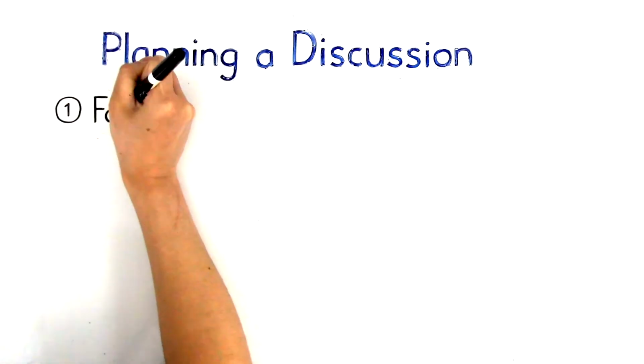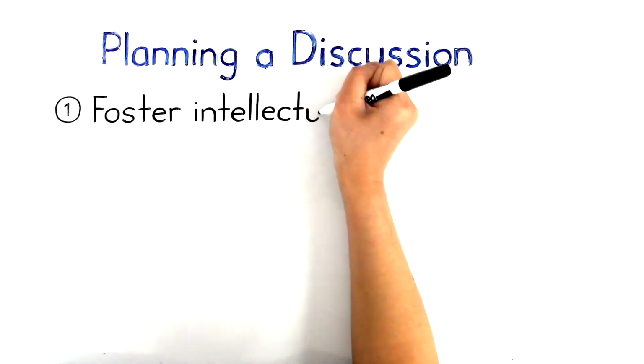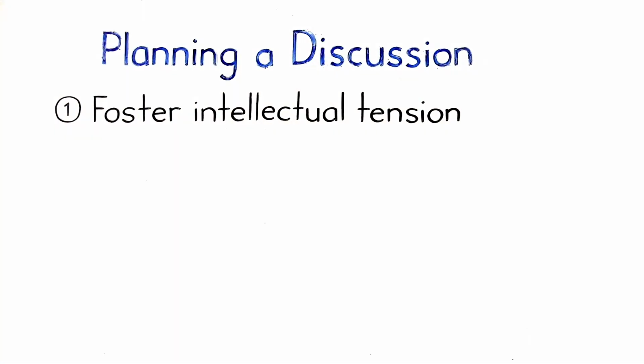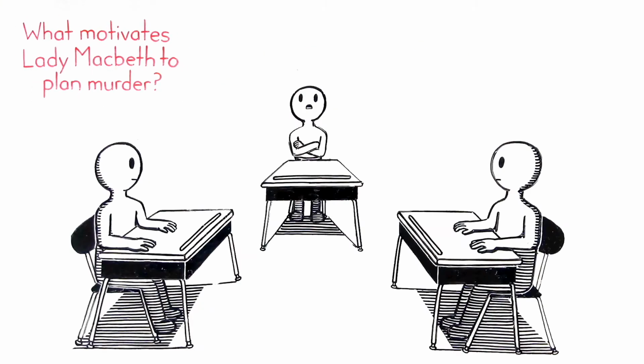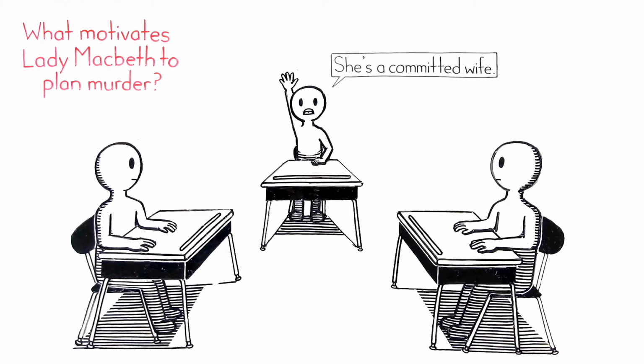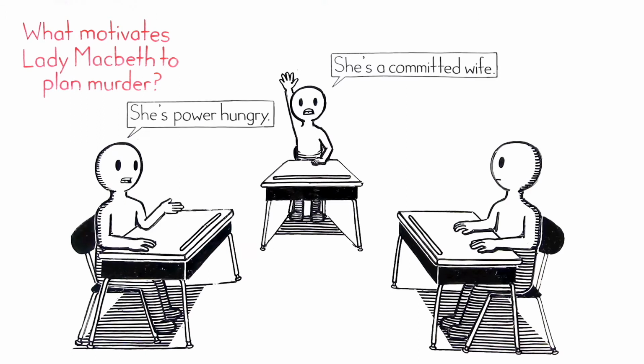Step 1 is to create intellectual tension. Being able to foster reasonable disagreement can be more difficult for certain topics than for others, but the whole point of discussion is to help students practice evaluating the strength of valid competing ideas. You shouldn't be running a discussion if your goal is to move them to a right answer.